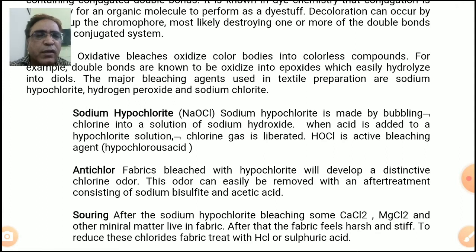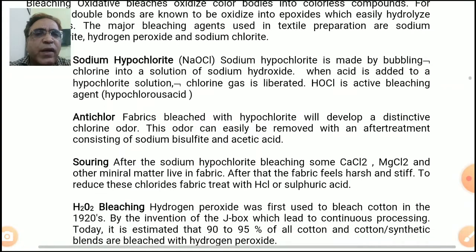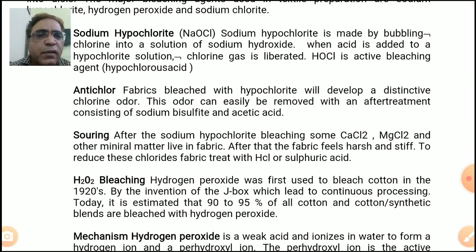After the hypochlorite treatment, there is one problem: we get a chlorine smell from the fabric. तो कपड़ों के अंदर से हमारे क्लोरीन की स्मेल आती है, जिसके लिए हमें इसको एंटी क्लोर ट्रीटमेंट देना पड़ता है. So anti-chlor treatment is given after the sodium hypochlorite bleaching. How is it done? It is done with the help of sodium bisulfite, which is a reducing agent, and acetic acid. By that we give the anti-chlor treatment after the sodium hypochlorite treatment.